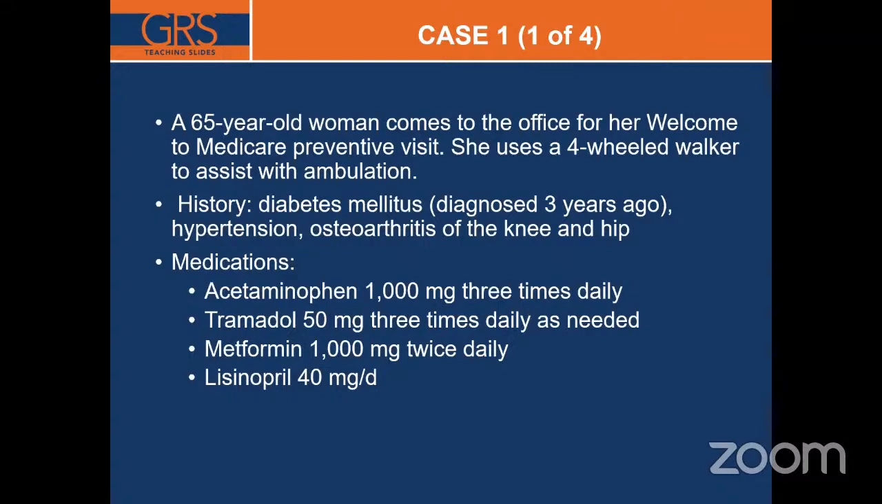So now let's go through some questions and cases. So here's the first case for us. A 65-year-old woman comes to the office for her welcome to Medicare preventative visit. She uses a 4-wheeled walker to assist with ambulation. Her history is that of diabetes, diagnosed 3 years ago. She has hypertension, osteoarthritis of the knee and hip. She is taking medications like acetaminophen, tramadol, metformin, lisinopril.